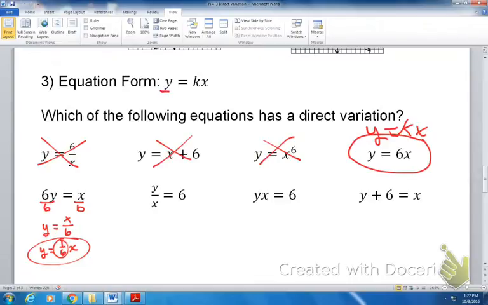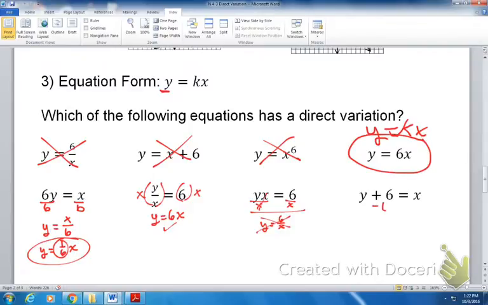I have y over x equals 6. Well, to get that x out of the denominator, I have to multiply both sides by x, and I get y equals 6x, which is also direct variation. Now the next one, y times x equals 6. I have to divide both sides by x. And when I do that, I get y equals 6 over x. Now that's different than x over 6. This one's not going to work. Okay, so be careful. Those are two good examples.